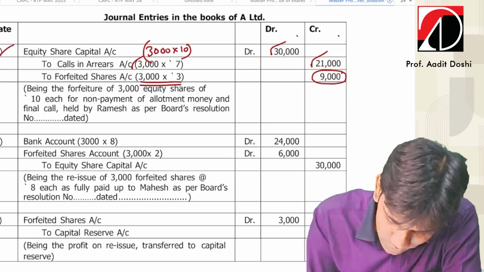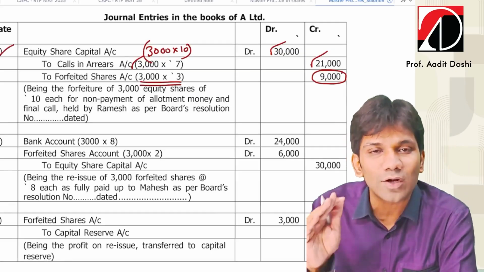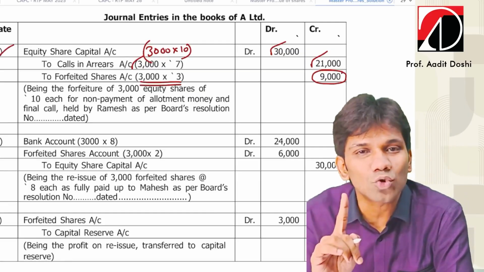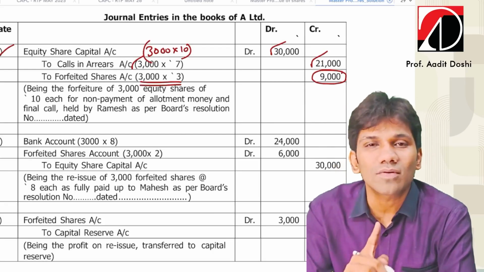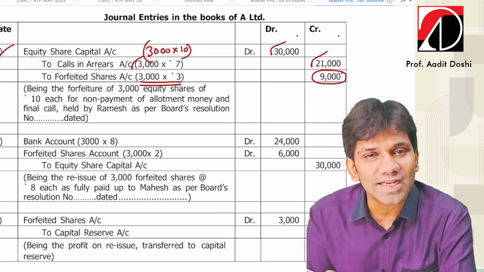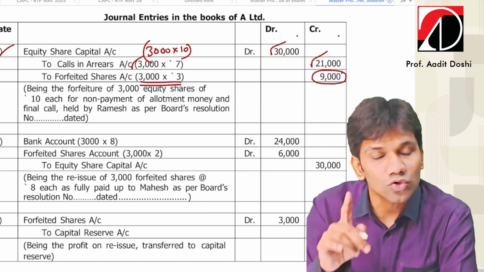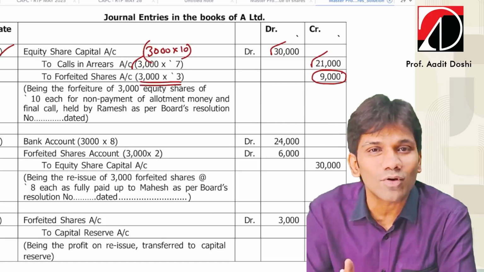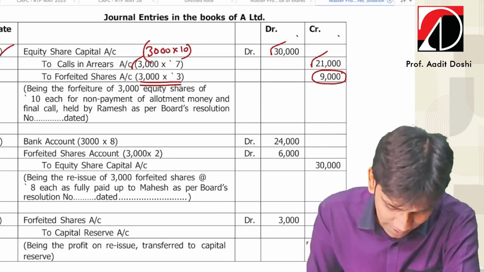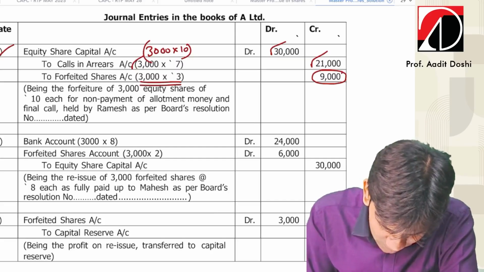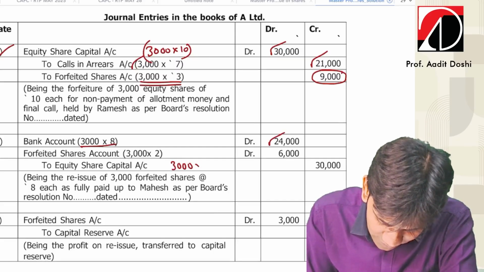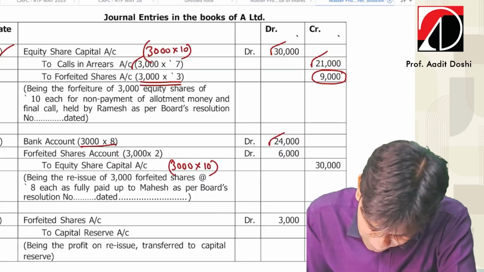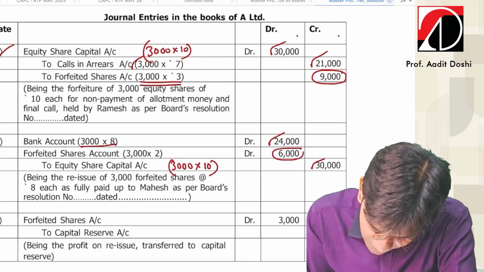Now, the same shares were reissued at rupees 8%. So can I say reissue at discount? So it will be bank account debit. We can't use the word discount on issue because the shares are reissued second time. So it will be bank account debit, share forfeiture account debit to equity share capital. So this will be 3,000 into 8, 24. Share capital debit or credit with face value or called up amount, whichever is less. And forfeited shares will be the balancing figure.